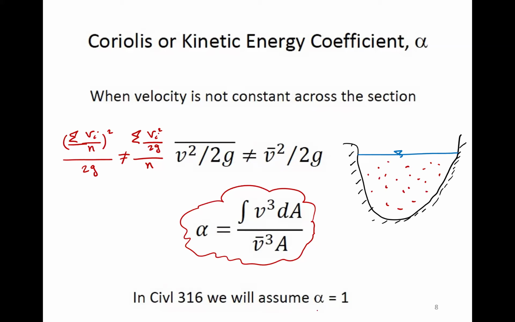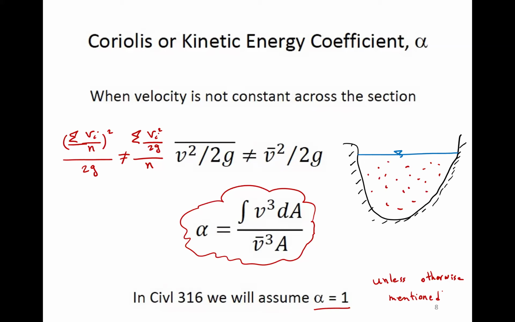And in our class here, we're going to assume alpha is 1, unless otherwise mentioned. I'm going to write it here. So if it's a question or project or something, and there's no mention of alpha, the Coriolis coefficient, you can safely assume it's 1. But if it's not, they're going to tell you that alpha is not 1, either calculated or assume alpha is 1.2 or something like that. So you will have it.